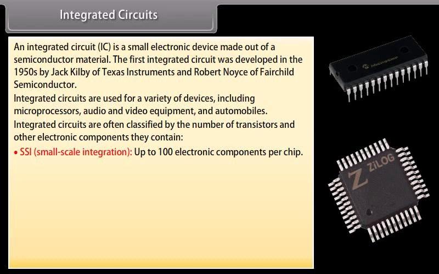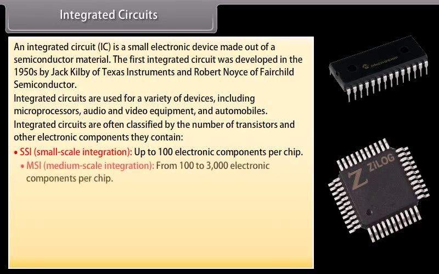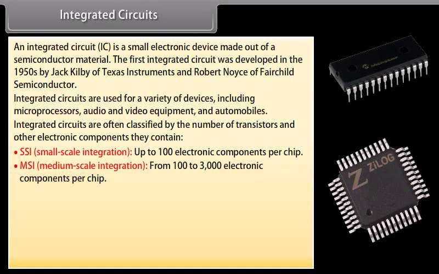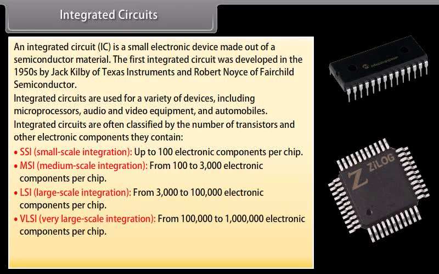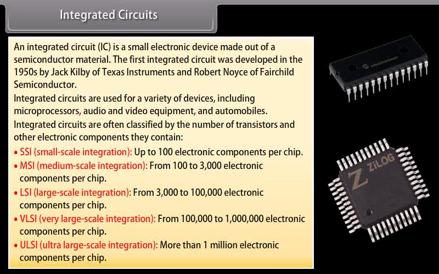SSI, Small Scale Integration, up to 100 electronic components per chip. MSI, Medium Scale Integration, from 100 to 3000 electronic components per chip. LSI, Large Scale Integration, from 3000 to 1 lakh electronic components per chip. VLSI, Very Large Scale Integration, from 1 lakh to 10 lakh electronic components per chip. ULSI, Ultra Large Scale Integration, more than 1 million electronic components per chip.